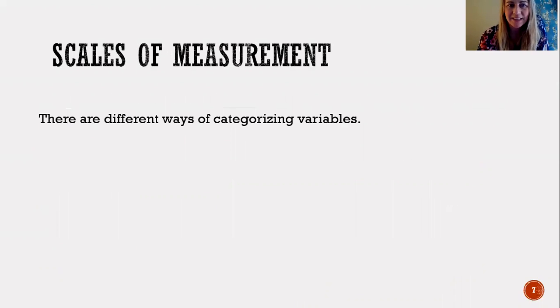Let's talk now about scales of measurement. This is the different ways that we can categorize variables. Throughout the course, we'll be talking about different ways that we can study the relationship between two variables.